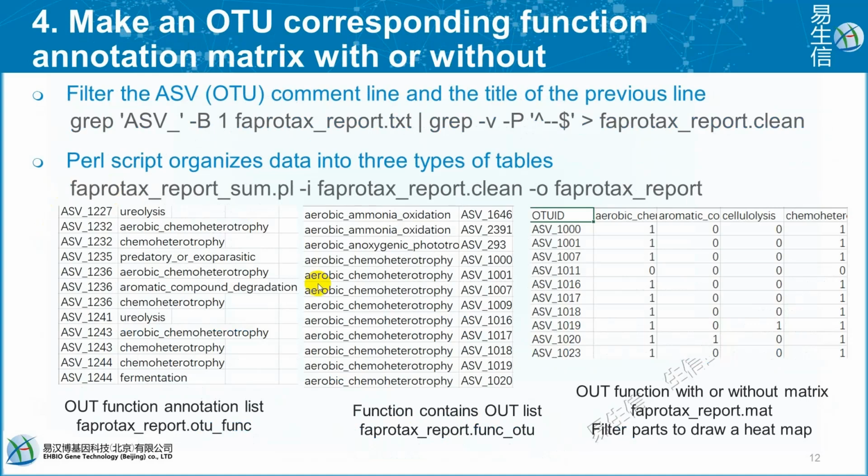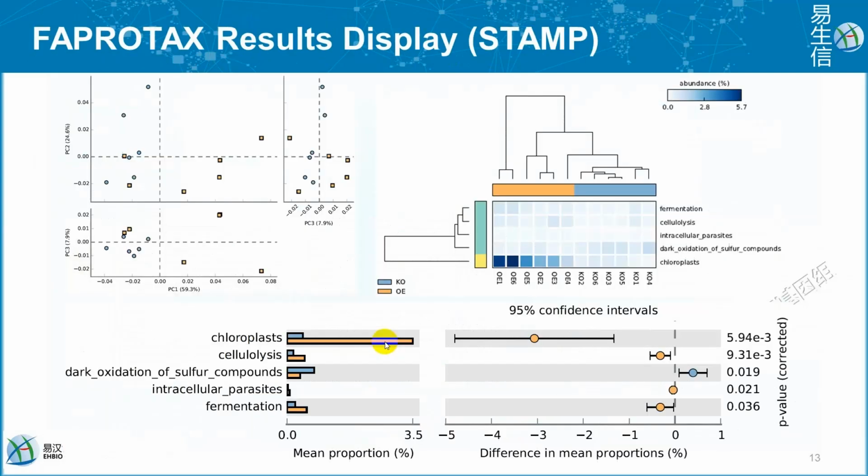When we generate the files by using a Linux server or by using ImageGP, we will get this kind of OTU to function annotation list, function contain OTU list, FAPROTAX report, and function with or without OTU matrix. Then we analyze all these files by using STAMP software, and we get this kind of visualization. Now let's look one by one at both methods, ImageGP and Linux server.